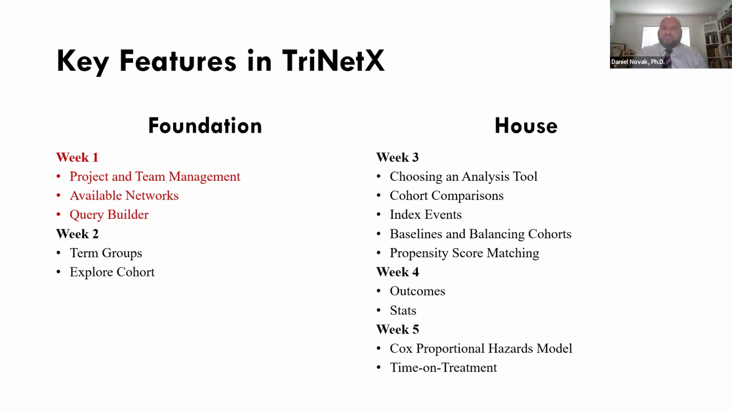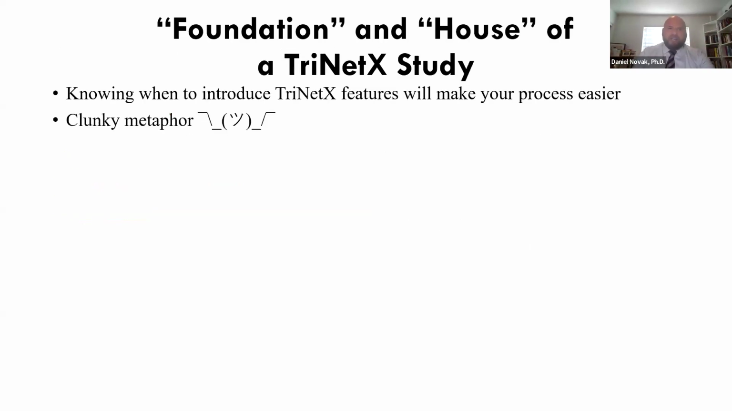And then in week 2, we're going to talk about term groups and exploring the cohort, because that's really foundational. And then in week 3, we're going to move on to choosing an analysis tool. Week 4 is outcomes and stats, and week 5, proportional hazards model and time on treatment. Finally, leading into our last session on development. So knowing when to introduce features of TriNetX is going to really make your process better. Like I said, it's a clunky metaphor, but what are you going to do?